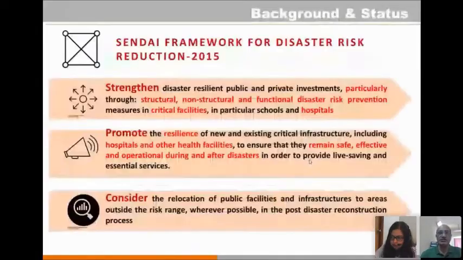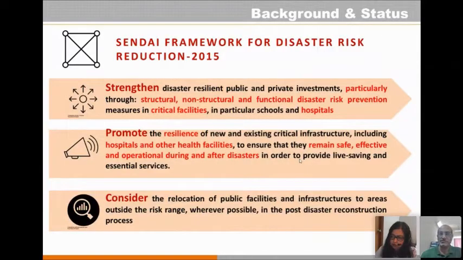So basically, with this background, we need to understand what the international Sendai framework says about disaster risk reduction 2015 for lifeline buildings. So basically, the Sendai framework 2015 mentions about strengthen, promote, and consider. It emphasized that we strengthen the disaster resilient public and private investments, particularly the structural and non-structural members, so that it should be functional. Then promote the resiliency of the new and existing structures.